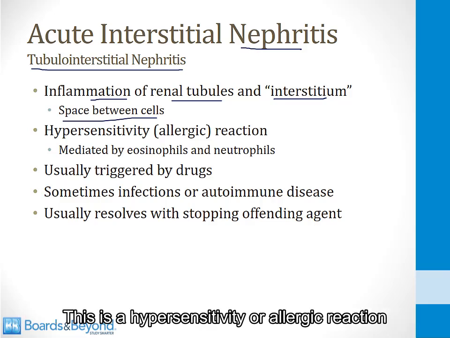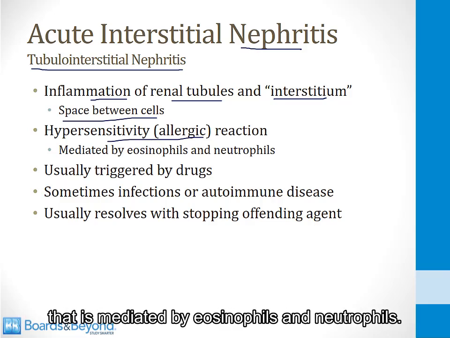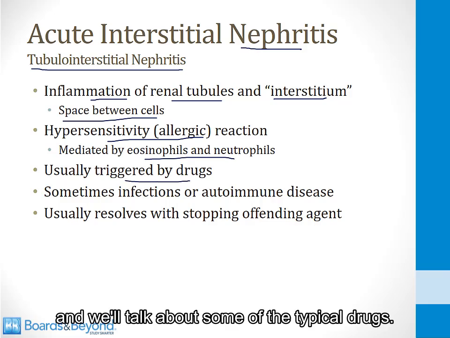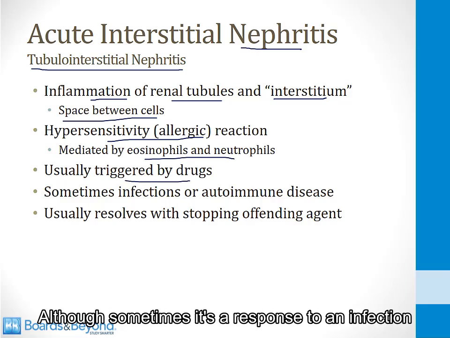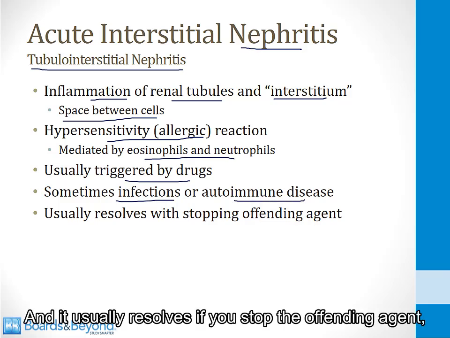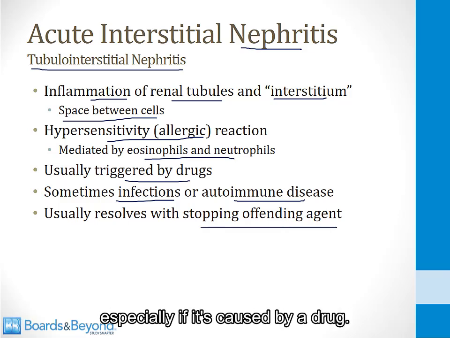This is a hypersensitivity or allergic reaction that is mediated by eosinophils and neutrophils. It's usually a response to a drug, and we'll talk about some of the typical drugs, although sometimes it's a response to an infection or an autoimmune disease, and it usually resolves if you stop the offending agent, especially if it's caused by a drug.